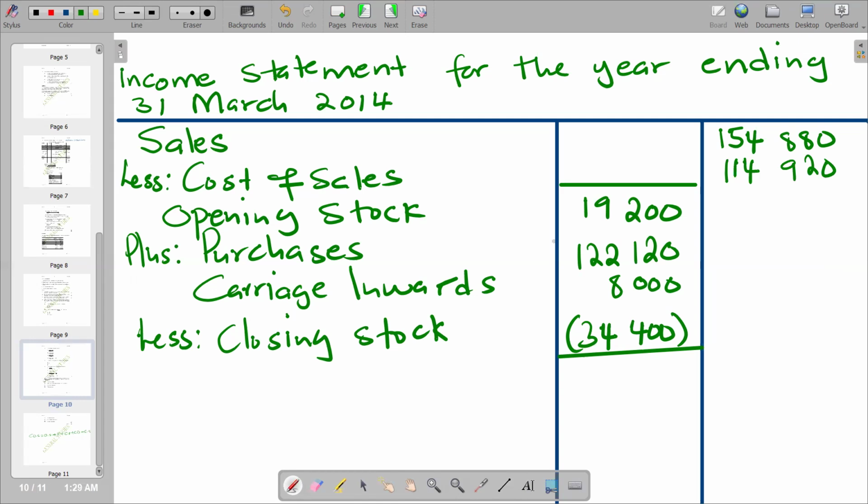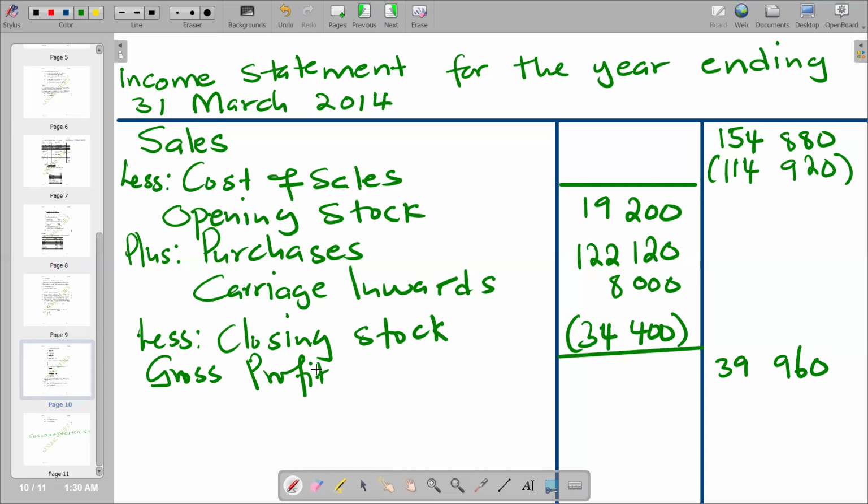So with that now, we are saying less cost of sales. So it means it's 154,880 minus 140,820. And the figure that you are supposed to get here is 39,960. And this is the figure for gross profit. We can take note of that.